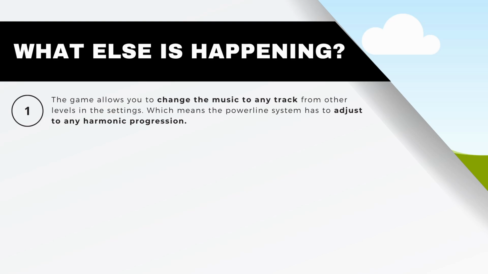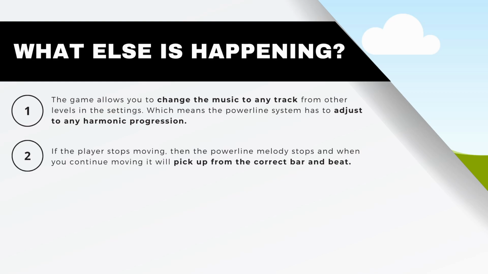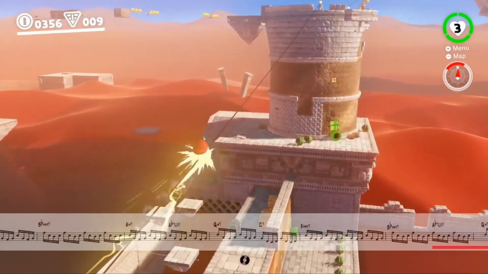Also, the melody is not only synced via BPM and harmony, it's actually synced to the correct beat in the bar. This becomes more noticeable when the player stops moving, and then we hear the melody continue from the correct bar and beat in relation to the background music as the player continues to move.